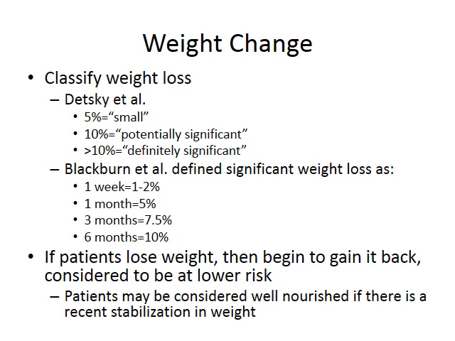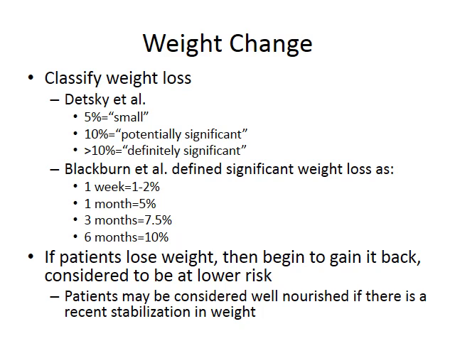The next step is to classify the weight loss. Detsky et al., the original author and developer of SGA, suggests the following criteria. A 5% weight loss in 6 months represents a small change. A 10% weight loss in 6 months represents potentially significant change, and a greater than 10% weight loss in 6 months represents a definitely significant change in weight.